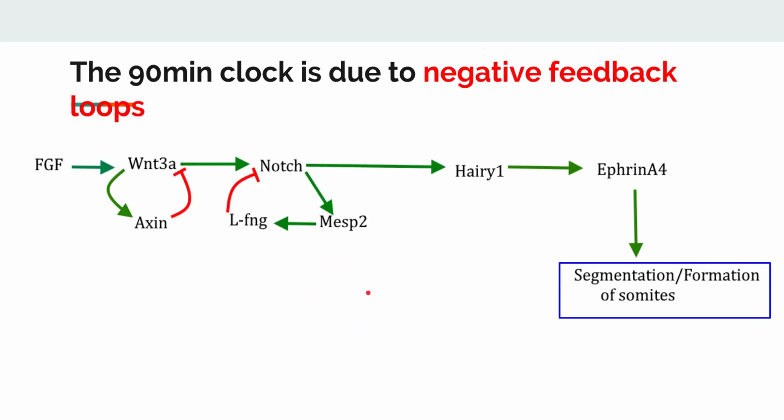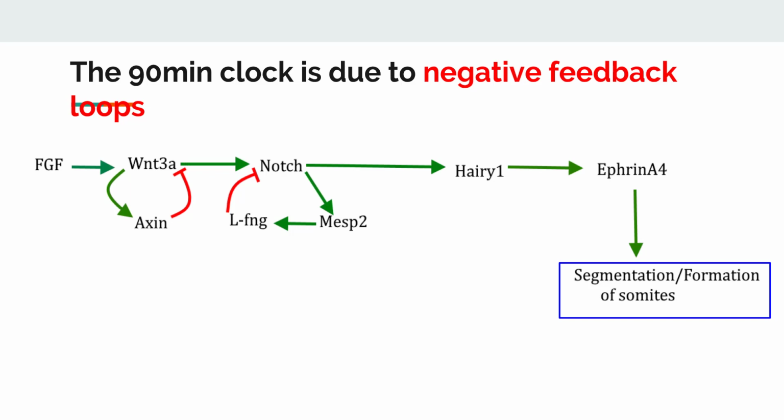We've been talking about the 90-minute clock in the first slide, and you've probably heard it before in lecture. But the 90-minute clock is specific to the chick embryo. What that means is that almost exactly every 90 minutes, there will be a new pair of somites forming. With each pair of somites forming is a new wavefront cycle. And this 90-minute clock is due to negative feedback loops, beginning with FGF.